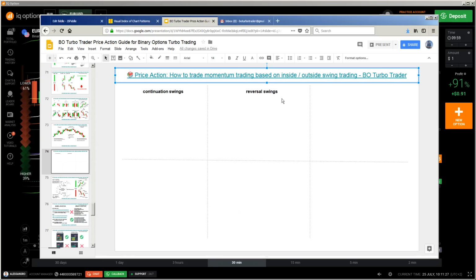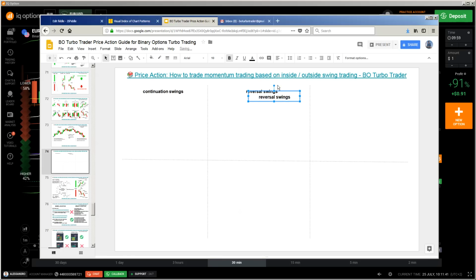So, let me see. Then you will understand, and I will have to do another topic where I talk only about the inside swings and the outside swings, where in particular the inside ones are the continuation swings. Let's see if I can show you the continuation and the ranging. So ranging, and I will put this together here.